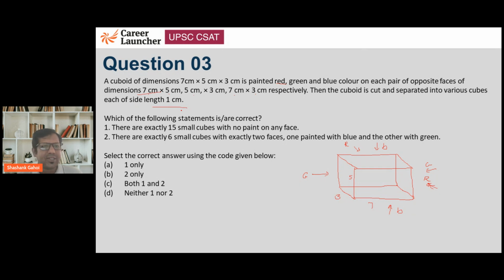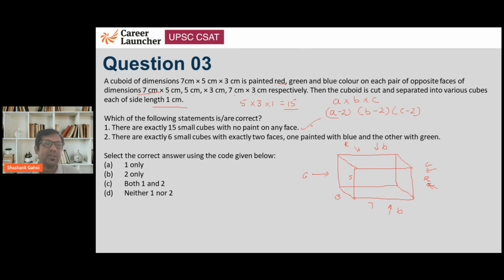Okay, fair enough. Now the question is saying there are exactly 15 small cubes with no face painted at all. So basically when you have a cuboid of side A into B into C, the number of cubes with no face painted is given by (a minus 2) into (b minus 2) into (c minus 2). So that's what we are going to use over here. The cuboid was 7 into 5 into 3, so 7 minus 2 is 5, 5 minus 2 is 3, and 3 minus 2 is 1. So there are going to be 15 cubes that have no face painted.